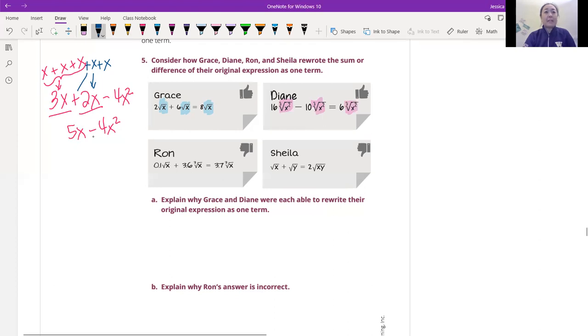And notice that x's are not the same as x squares. So the same thing here, they have to be the same. If they're not the same, you can't add them together. And if you notice, that was Ron's issue. Poor Ron, he's like, but they both have x's. And we're like, you're right, but what's wrong? They don't have the same exponents.